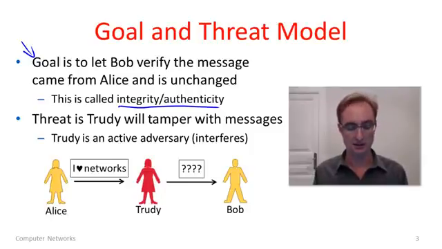And the threat that we're trying to protect against is that Trudy, here in the middle of the network, will tamper with messages. You might notice I've changed from Eve to Trudy. Trudy, short for intruder, is an active adversary. Whereas Eve just listened to messages, intercepted and overheard them, Trudy can interfere with messages. She can tamper with them, rewrite them, send messages of her own to either Alice or Bob. So Trudy is an active adversary.